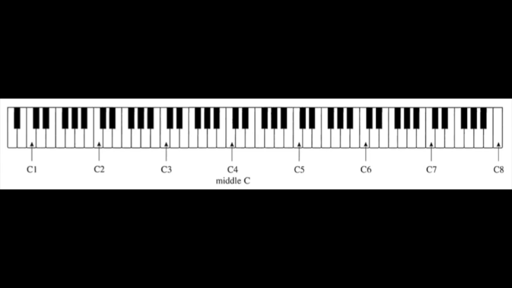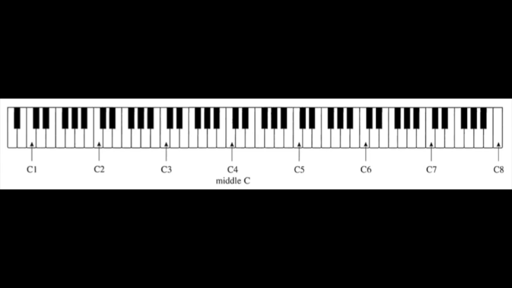The C nearest the middle of the keyboard is called middle C, or C4. Higher C's, that's moving toward the right-hand side of the keyboard, are named C5, C6, and so on. Lower C's, moving towards the left of the keyboard, are named C3, C2, and C1. Below C1 are followed by zeros, as in B0 and A0. Those are the ones down there.